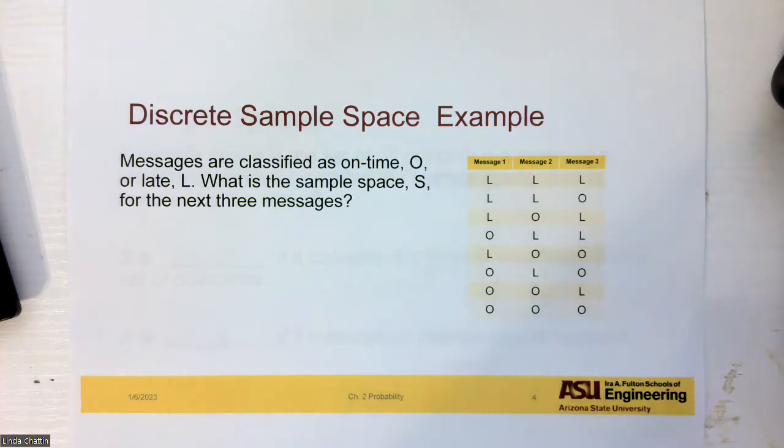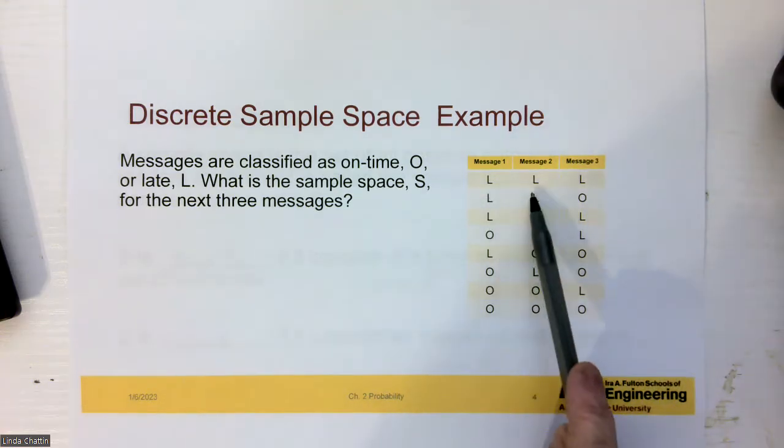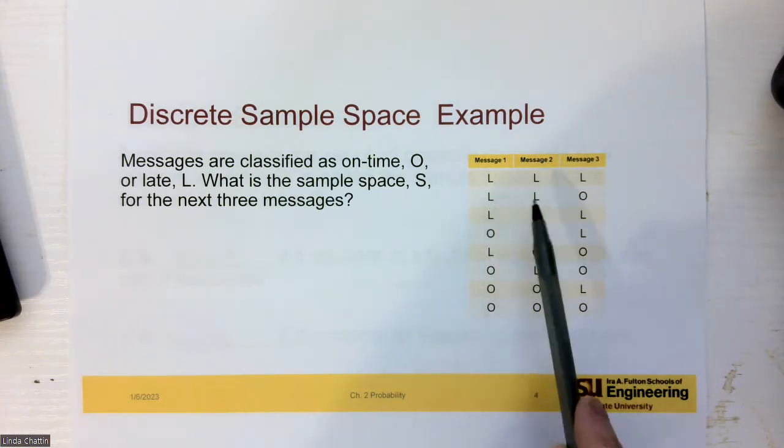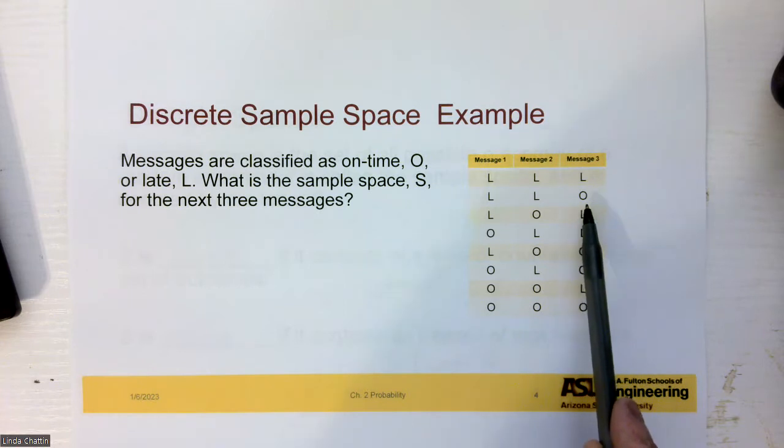So here is an example of a discrete sample space that has a finite number of outcomes. Suppose I'm looking at an email message, for example, and I'm going to call it on time with the letter O, and late with the letter L. You could think of homework assignments that way too, if you'd like. So what is the sample space S for the next 3 messages or the next 3 homeworks? We could have all 3 late. We could have 2 of them late, so the first late, second late, and the third on time.